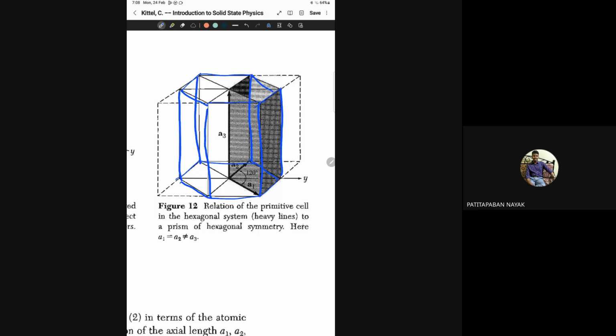A1 is equal to A2, but not equal to A3. And the angle between A1 and A3 is beta. The angle between A2 and A3 is alpha. So you can see here, A1 is equal to A2, not equal to A3, and alpha is equal to beta is equal to 90 degrees, and gamma is equal to 120 degrees. That part is quite clearly visible from here.